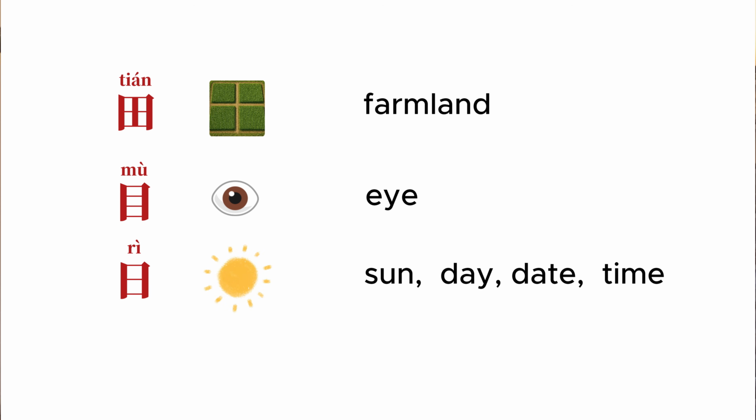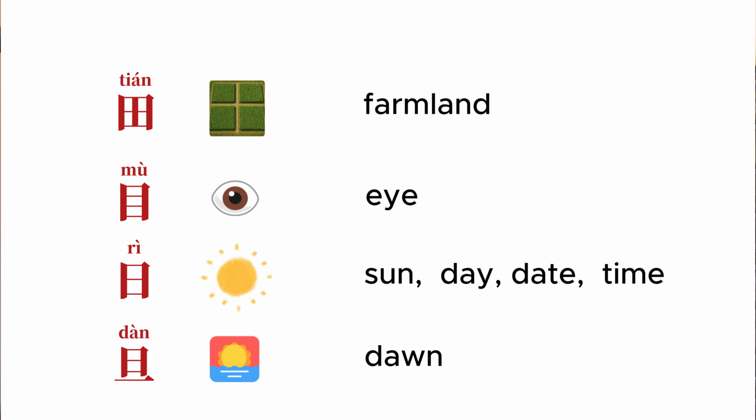Let's take a look at the character Dan. It's made up of 2 parts, the sun on top and the short horizontal line below it. So what does that line represent? Think of it as the horizon and the sun just beginning to rise above it. That's exactly what Dan means. Dawn or daybreak. The new day begins, a fresh start.